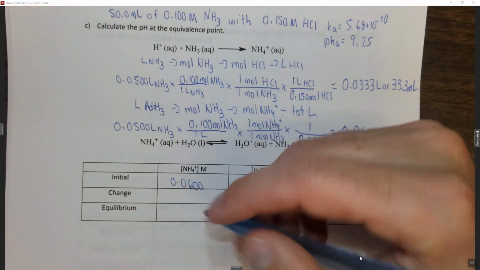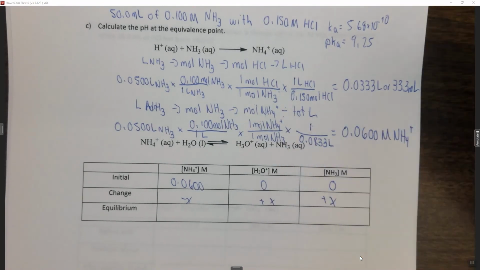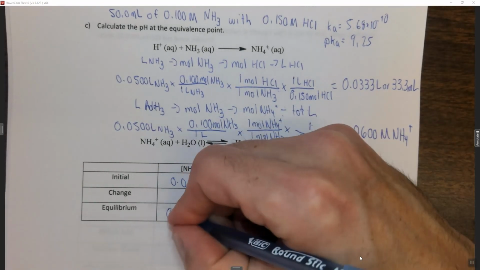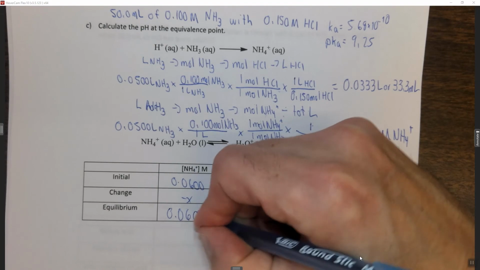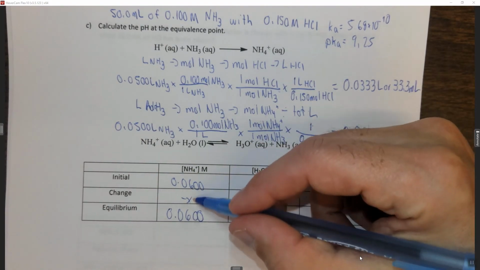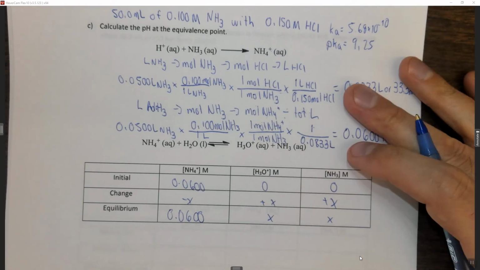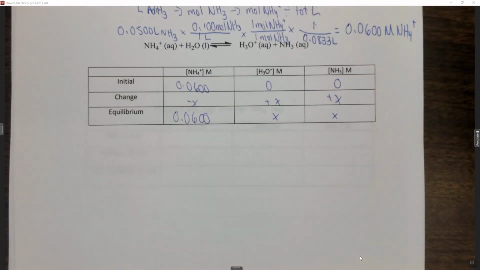All right, the change, we're going to lose x of this, and we're going to gain x of each of these. And what we end up with is 0.0600. We're going to go ahead and ignore this x. We're going to assume that this is less than 5%, although we could check it. And we get x, and we get x. Now we can plug in.